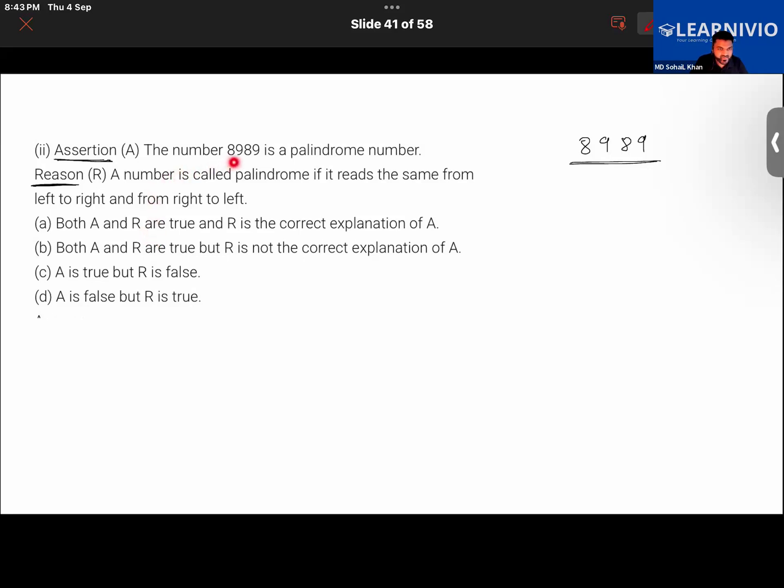Is 8,989 a palindrome number? No, it is not. Because if it is a palindrome number, the first and last digits should be the same. Like the first would be 1, then 2, 2, 1. So option D: A is false, but R is true. Getting it? Yes, sir, A is false but R is true. So option number D is correct here, since it is not a palindrome, but the reasoning is the correct definition for palindrome.